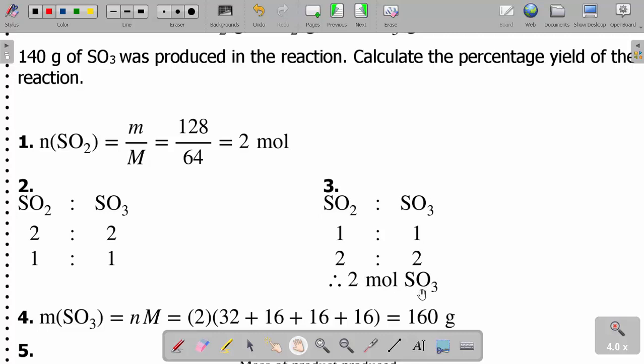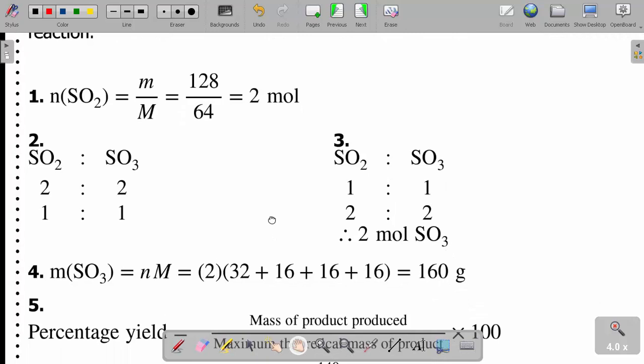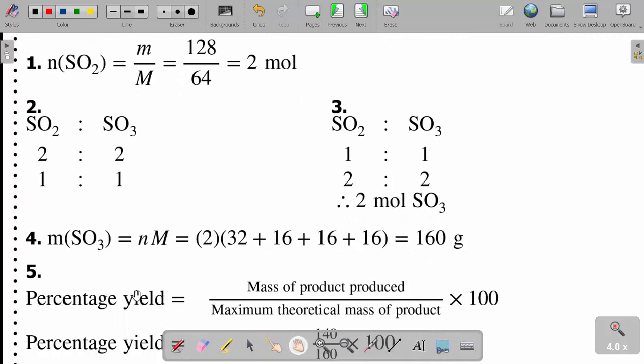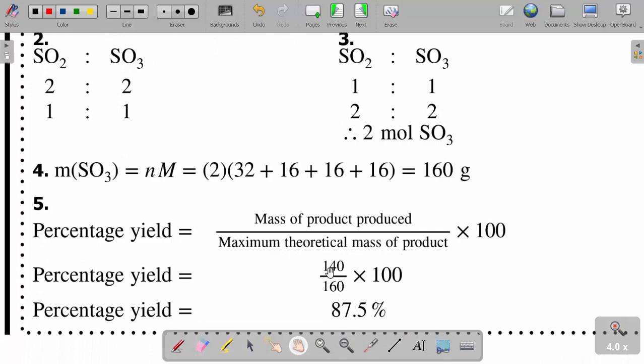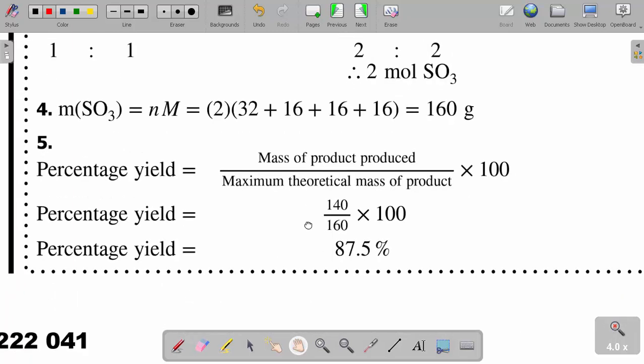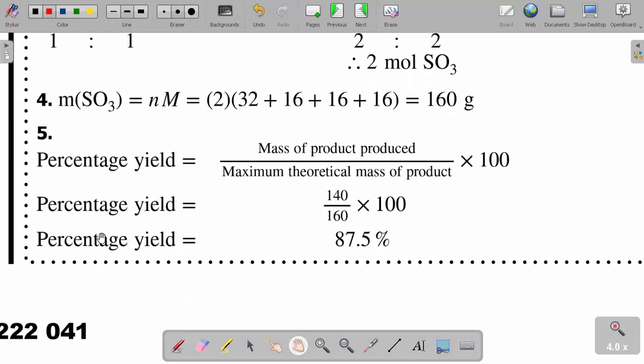So these 2 moles that we are expecting theoretically, we can find the theoretical mass by saying mass equals moles times molar mass. So this 2 times the molar mass of sulfur trioxide gives us 160 grams. So to get my percentage yield, I'm going to say the mass of product produced, that's the actual, which was 140, divided by the theoretical mass, which is 160, times 100, which gives me 87.5%.